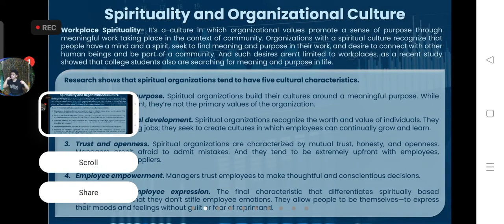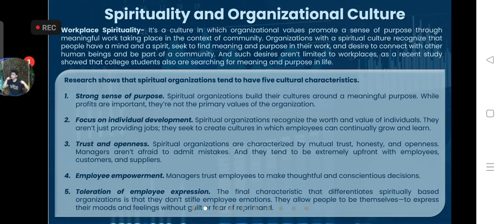The last part of current issues in organizational culture is spirituality in the organizational culture. So, what is workplace spirituality? It is a culture in which organizational values promote a sense of purpose through meaningful work taking place in the context of community.